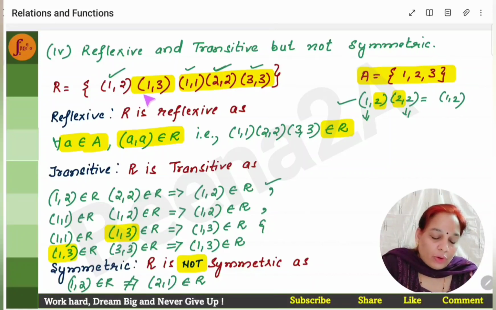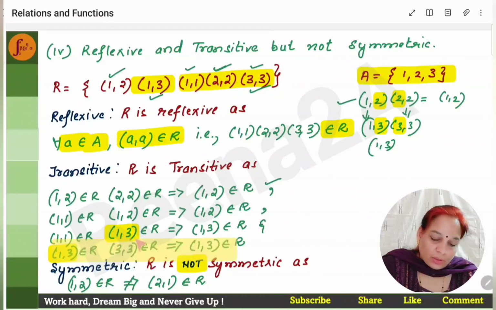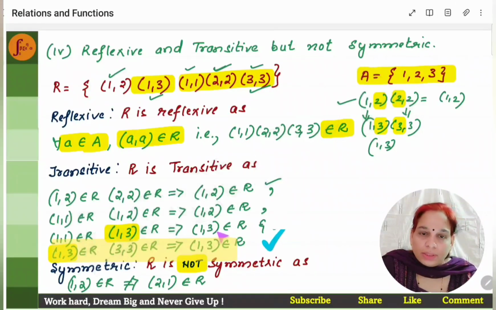Now you'll have to look for all the possible ordered pairs here, and everything should be transitive. Again, we'll see if there are any common elements. Between (1, 3) and (3, 3), the second element is common, right? So what will be the third ordered pair? It will be (1, 3). So this condition is also satisfied. This ordered pair also is transitive.